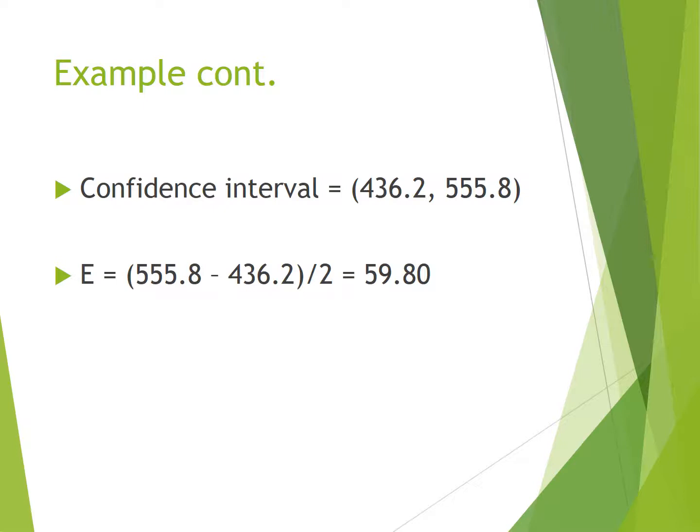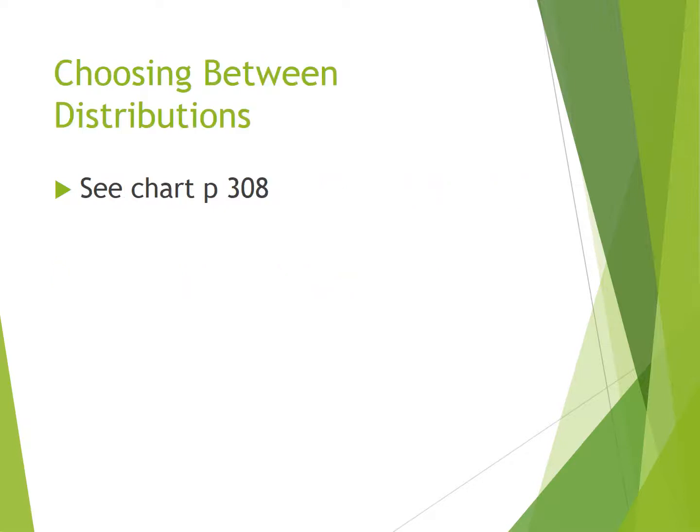To find the margin of error, it's still half the confidence interval. So it's the upper limit minus the lower limit divided by 2. The margin of error is 59.80. See, this is a much easier way to do it. That's why I don't spend a lot of time teaching you how to do it by hand. I just want you to get the big picture. Between the t-distribution and the z-distribution, there's a chart on page 308 in your textbook that I would figure out a way to print out and have handy.